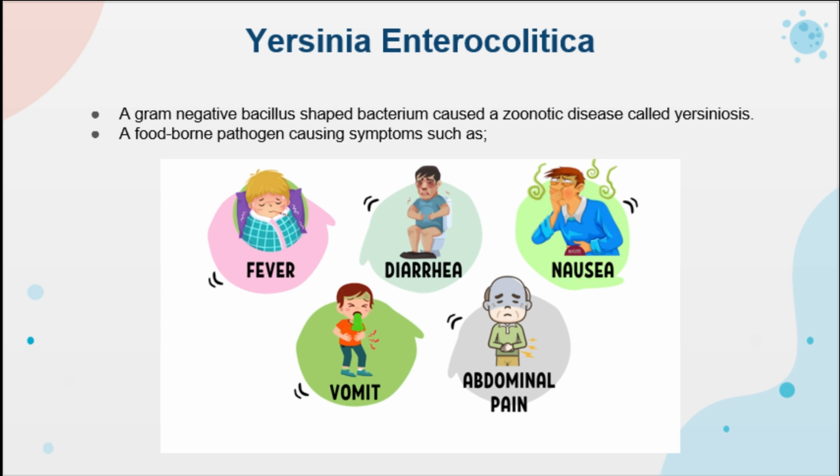Next, let's see what Yersinia enterocolitica is. Yersinia enterocolitica is known as a gram-negative, bacillus-shaped bacterium that causes a zoonotic disease called yersiniosis. It is a foodborne pathogen causing symptoms such as fever, diarrhea, nausea, vomiting, and abdominal pain. Yersinia enterocolitica is an important foodborne pathogen with worldwide distribution. Most cases are sporadic without an apparent source. During the past decades, small outbreaks have been linked to pork, salad, and milk.